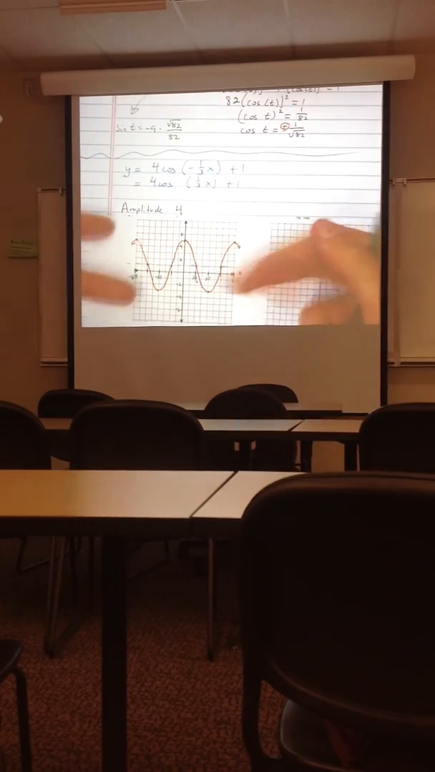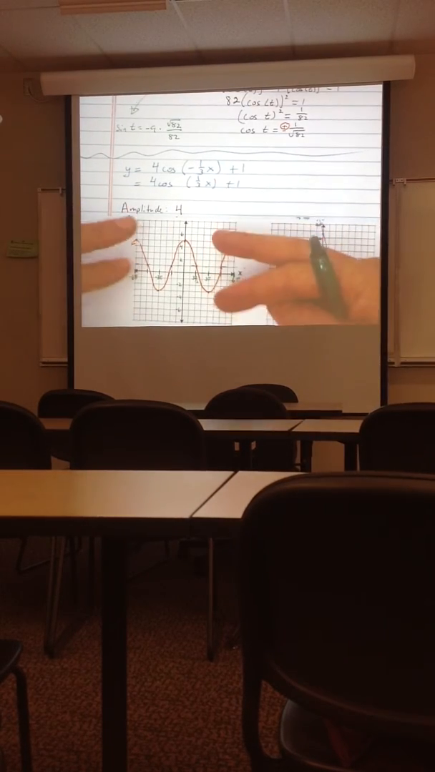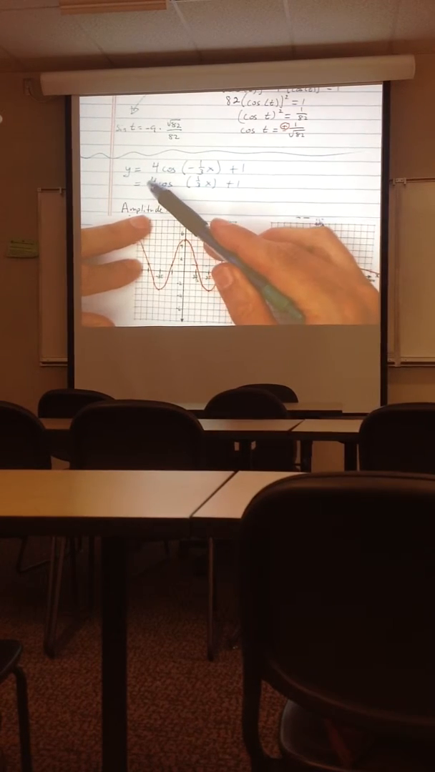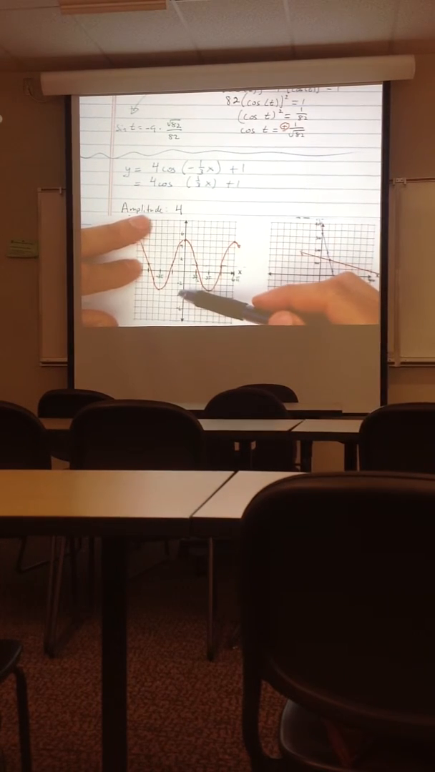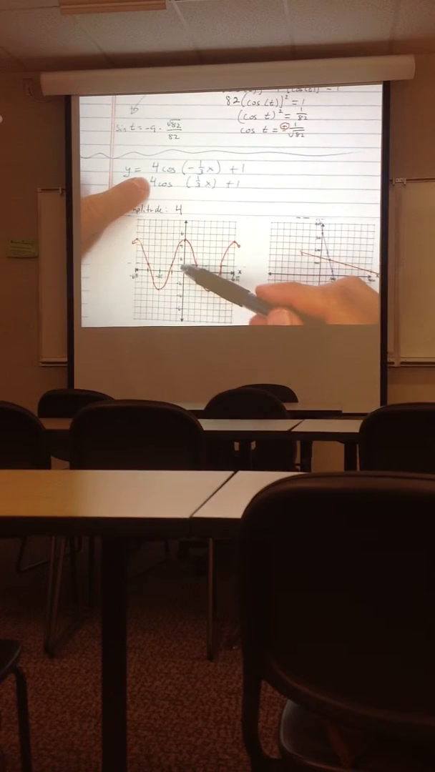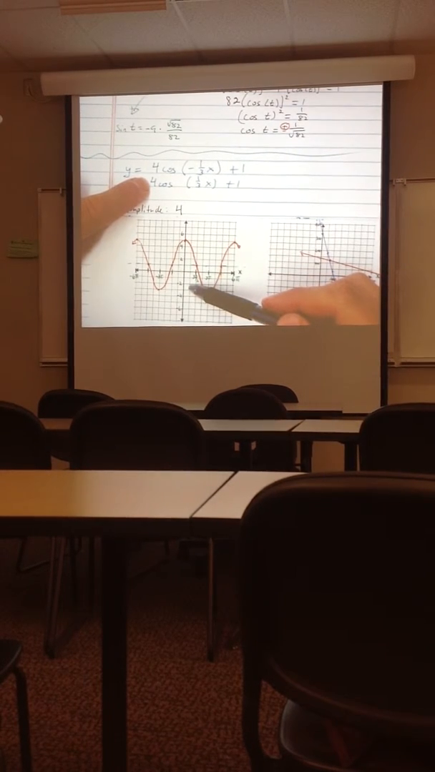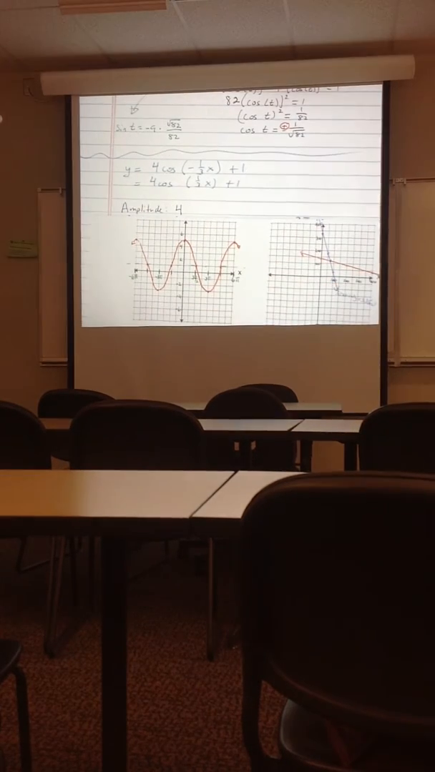So a negative on the outside means it reflects across the center line. If it's a cosine with a negative on the A value, then you start at the bottom instead of on the top. If it's a sine with a negative on the A value, that means you still start at the middle, but instead of going up, you go down. Does that make sense?